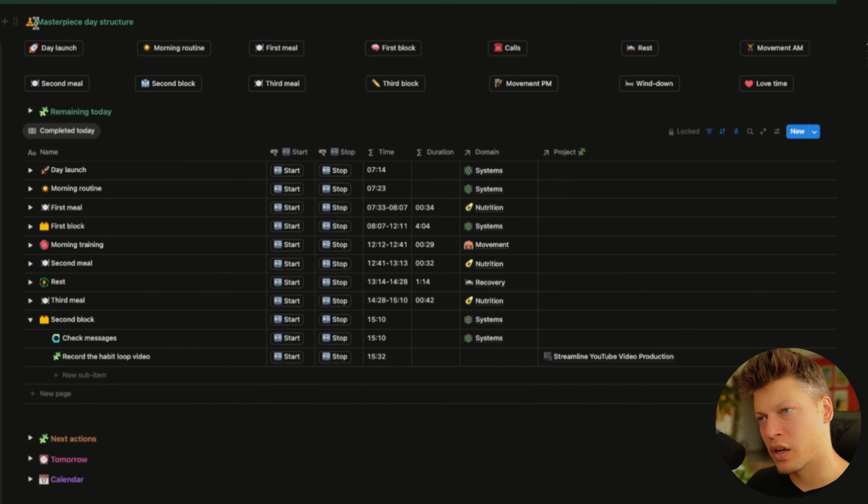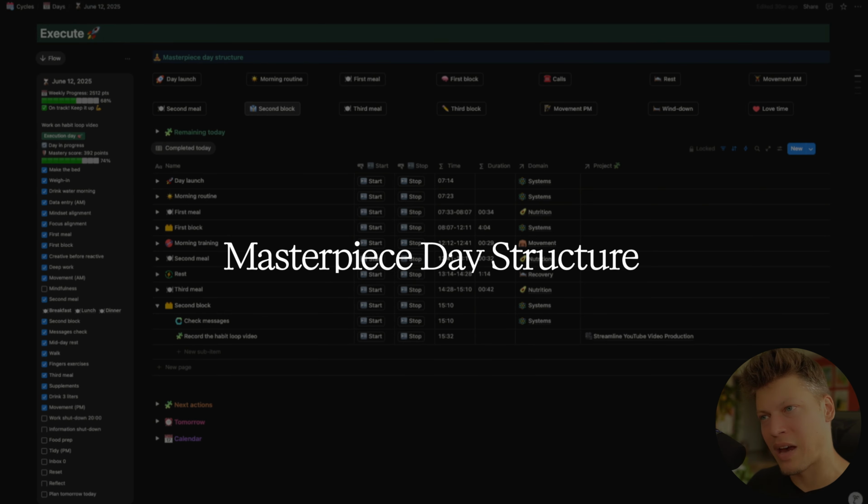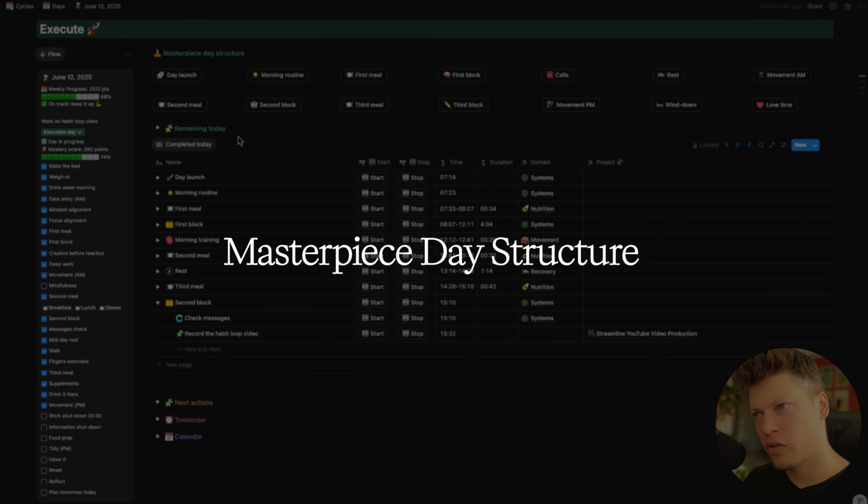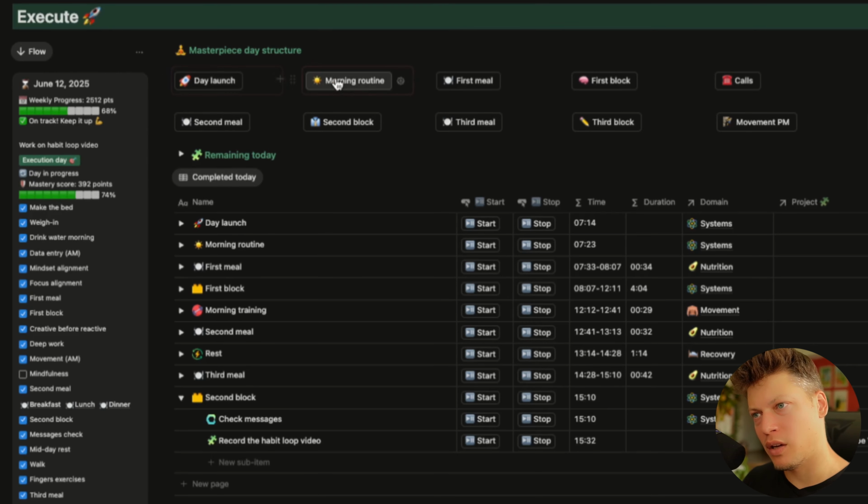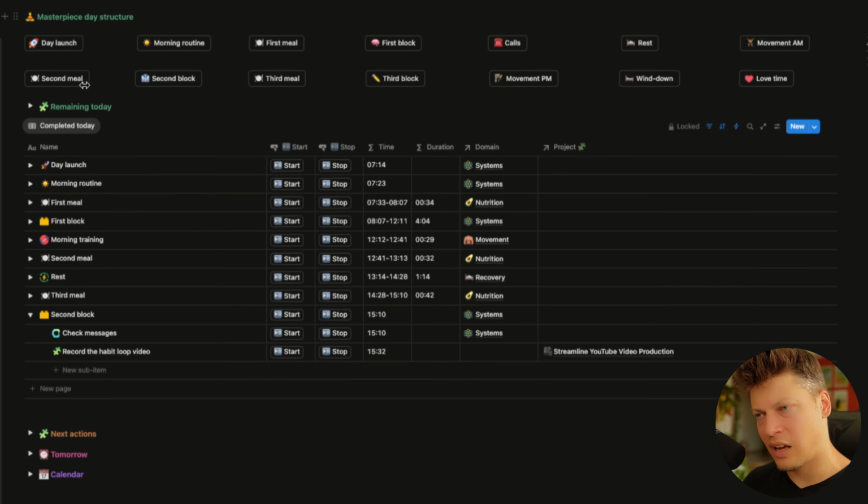We're going to be starting with this idea of a masterpiece day structure. Notice that there is a correlation between the macro buttons here, these are Notion's macro buttons, and the actions that I have created here below. There is a day launch button and a day launch action, morning routine, first meal, first block, etc. Every single day is assembled by these macro buttons.